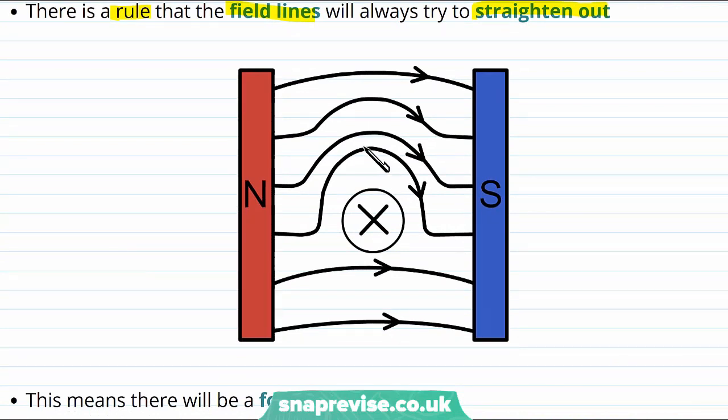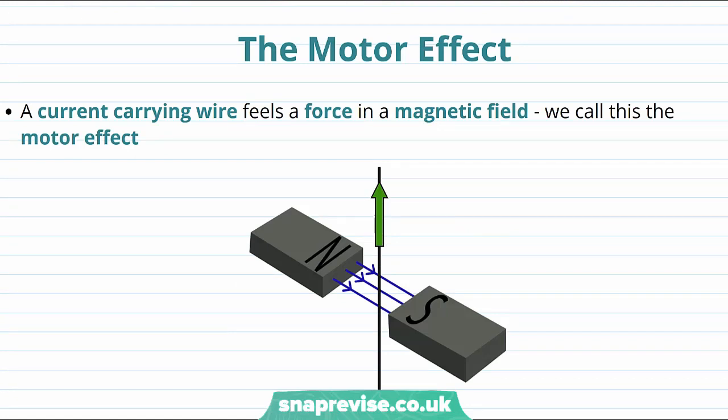We could straighten out this field line here by bringing it this way a bit. And in fact, to straighten out all the field lines, they all need to try to move this way. And this means there will be a force on the wire in this direction. The force that we've just explained actually has a special name. It's called the motor effect.